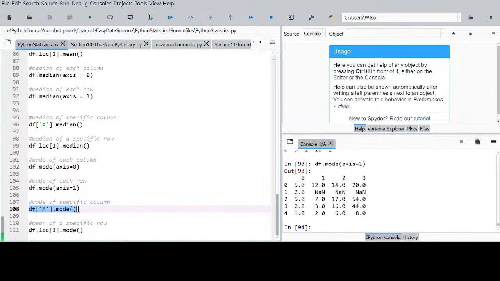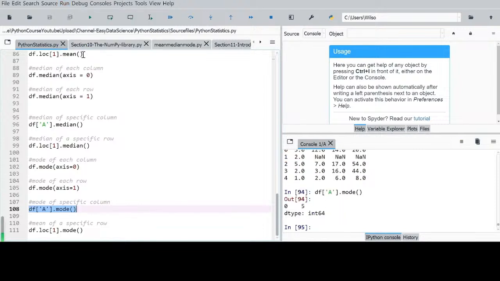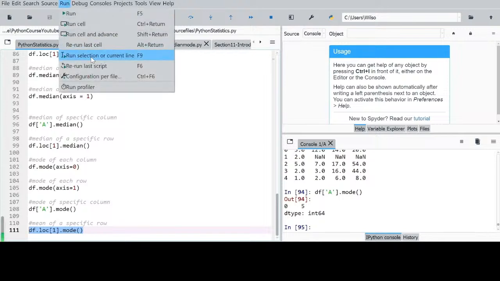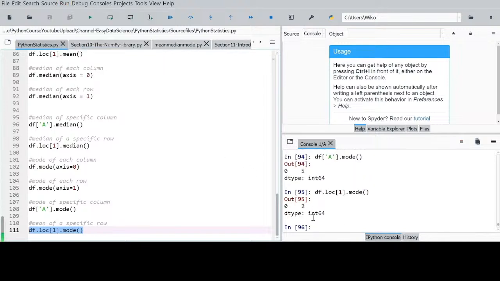And for a specific column, for example column A dot mode, we can get the mode of this column. So column A's mode is 5. And for the second row of this data frame, we can also calculate the mode. So the second row's mode is number 2. So number 2 occurs 2 times.